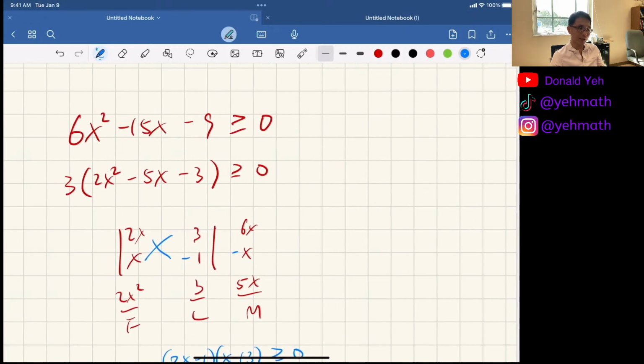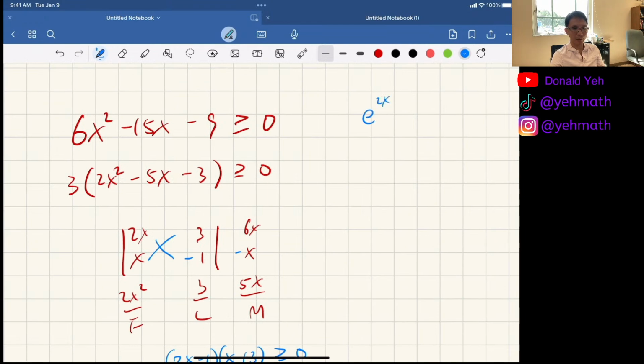And also, this is good for this type of factoring. So it's like e to the 2x minus e to the x minus 2, like this. A lot of people don't know this is actually factorable. Do you know how to factor this? It turns out this is factorable if you just do e to the 2x, negative 2, e to the negative x.